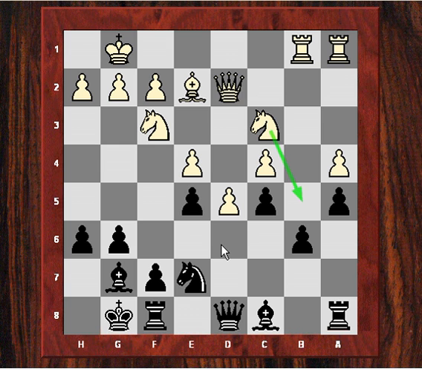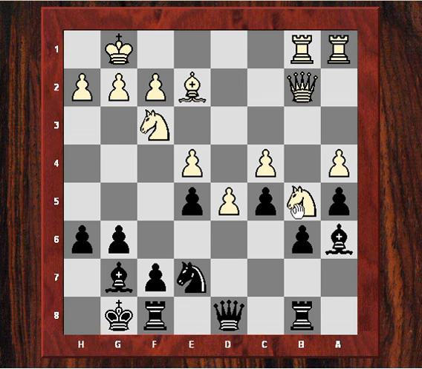This b-file pressure, he created this weakness on b5. So the key question is, has black got exploitable weaknesses such that white can just simply systematically increase the pressure until black's position breaks? I don't really know the answer to that at the moment. I haven't done such an in-depth analysis.